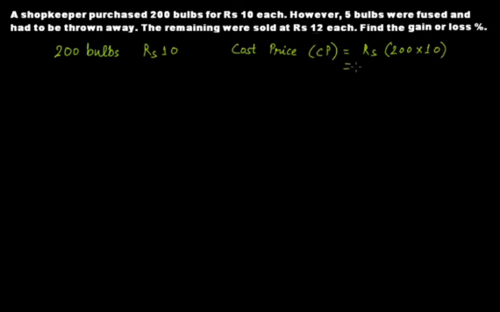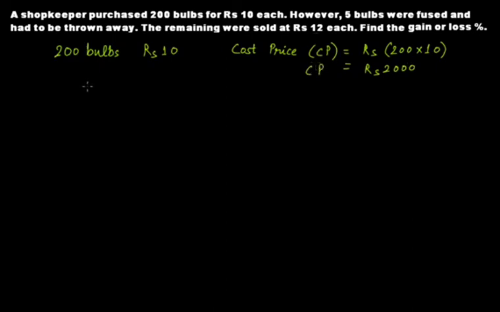Okay, so assume that you are that shopkeeper who purchased 200 bulbs, and the cost of each bulb is rupees 10. Now tell me what will be the cost price. So the cost price or the CP of these 200 bulbs will be rupees 200 multiplied by 10, that is rupees 2000, right? So this is the cost price.